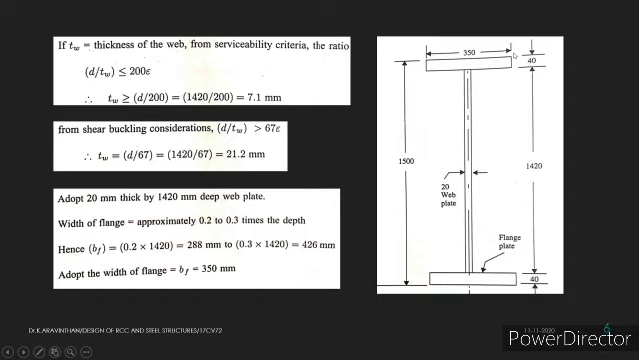So the width of the flange has to be identified. There is a thumb rule: the width of the flange should be approximately 0.2 to 0.3 times the depth. Our depth is 1420, so if we assume 0.2 times, it will be 288 mm, and if 0.3 times, it will be 426 mm. So in between this, we can take the breadth of the flange as 350 mm.